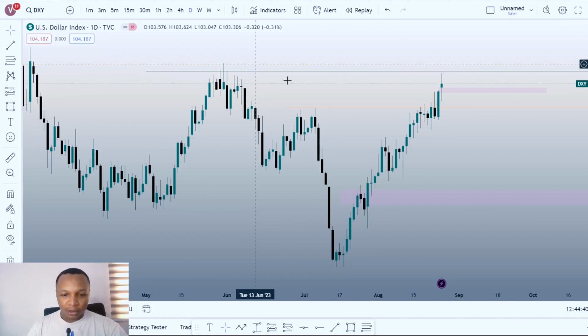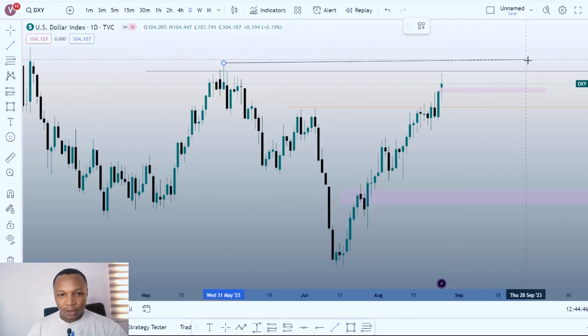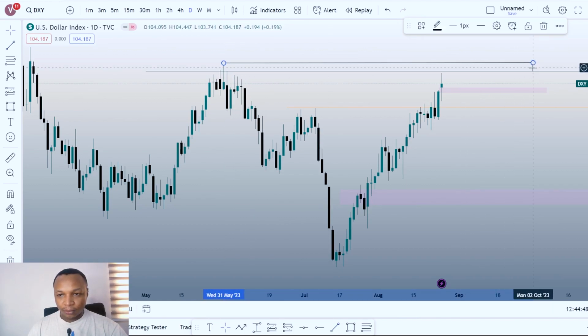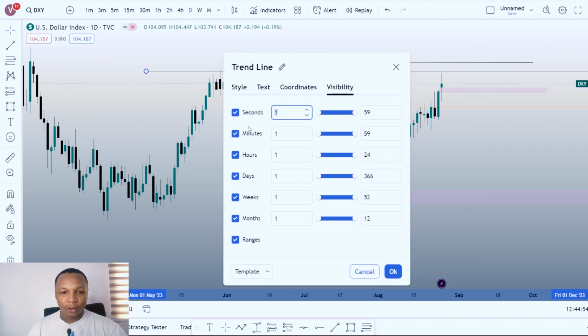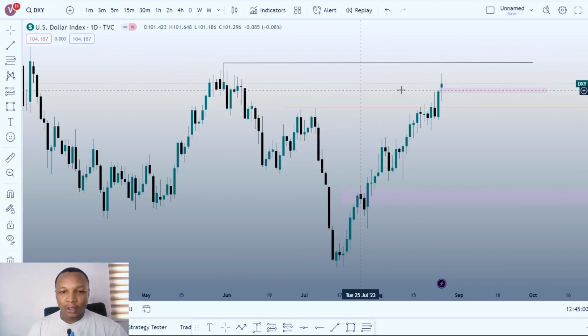Let me take this out and replace it with a trend line to make it easier. And this one is for the monthly, so let's make sure of that. Okay, so back to the chart. We're expecting next week to take out this high.